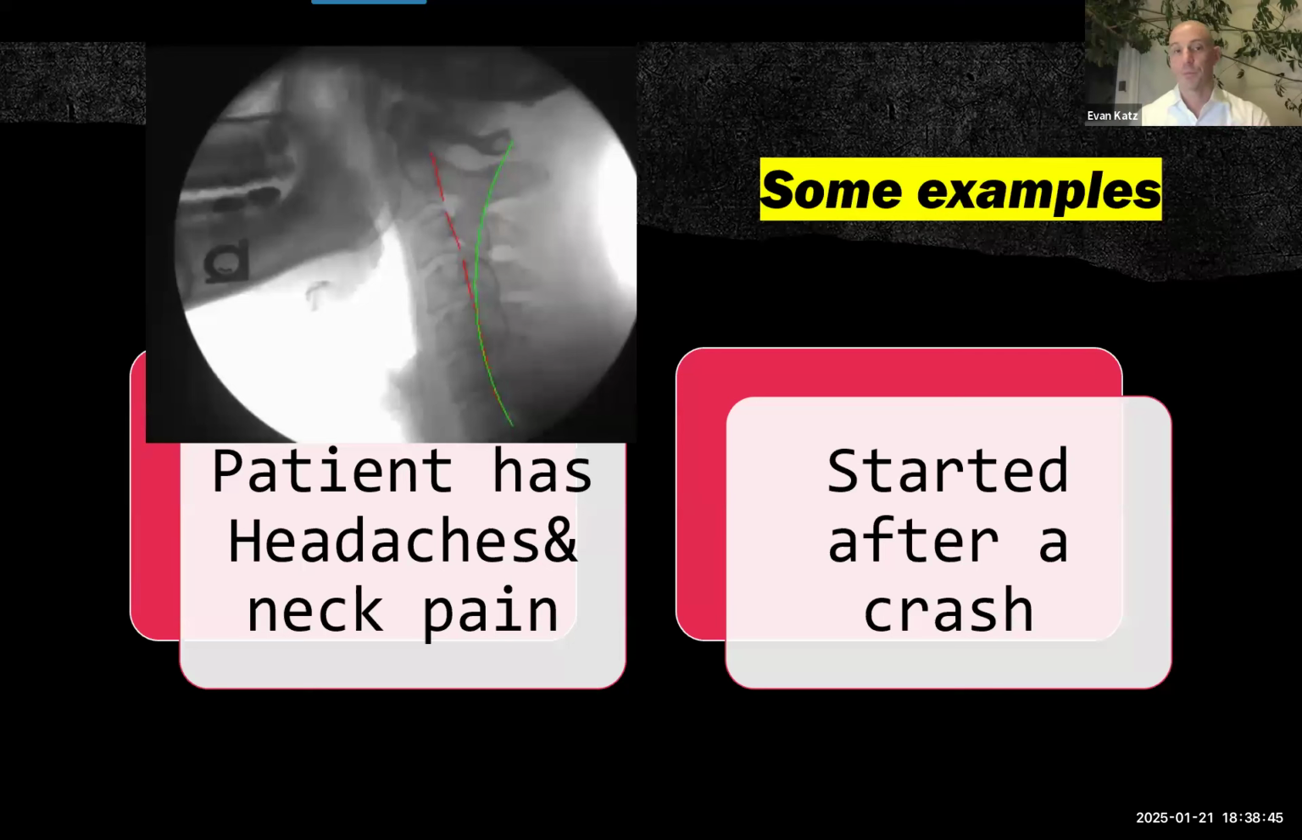Hey, Don, you came in after a crash and you have headaches and neck pain. So the first thing we want to talk about is your neck pain. Now, neck pain could be broad, but see the red line. The red line is where the backs of your vertebral bodies are, and it should be close to the green line. There's a normal curvature that's supposed to occur.